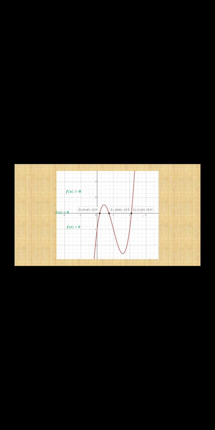When the function is positive, it means f of x greater than 0, all the intervals of the function lie above the x-axis. And f of x is negative when f of x less than 0, it means all the intervals of the function lie below the x-axis.